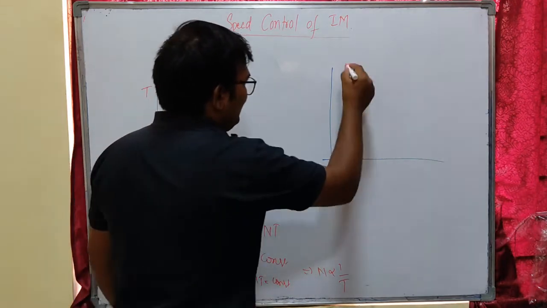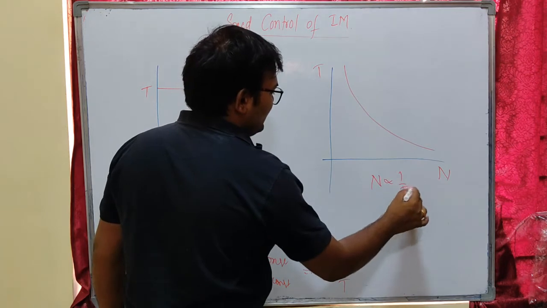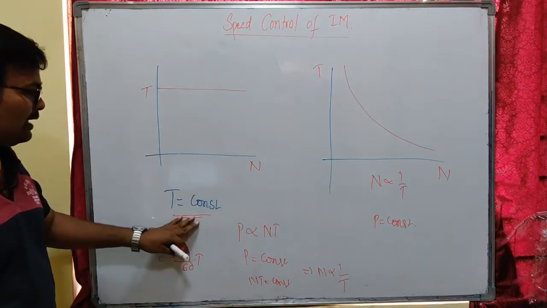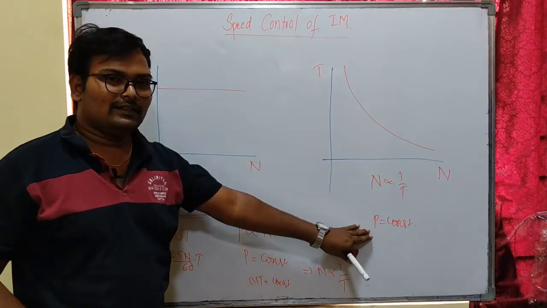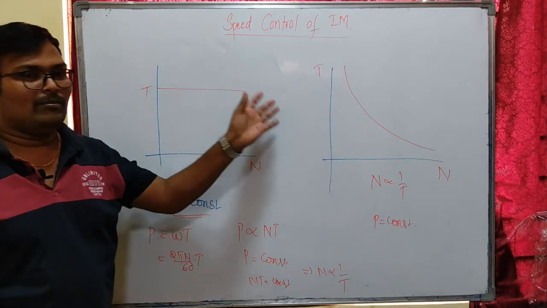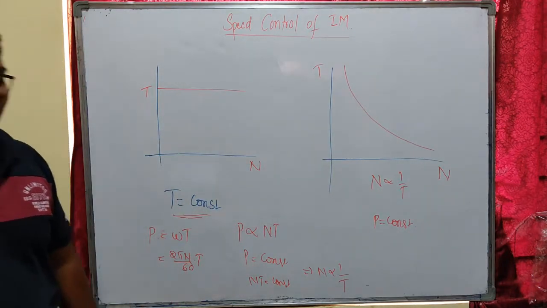That means N and T are inversely proportional. This is N, this is T. So N is inversely proportional to T here, and power is constant. This type of drive is called constant torque drive, and this type of drive is called constant power drive. We will have these types of drives or combined types of drives in the upcoming speed controls. Okay, let us start the first, voltage control method.